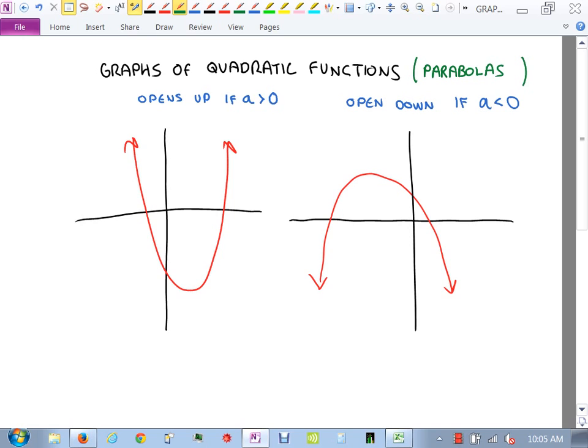So from now on, if I say, hey, look, this is a parabola, you should know, okay, that means it comes from a quadratic function. Or if I say, hey, this is a quadratic function, you should know that its graph looks like a parabola. And it's going to open up or down, right?